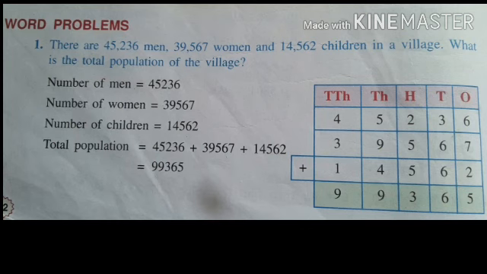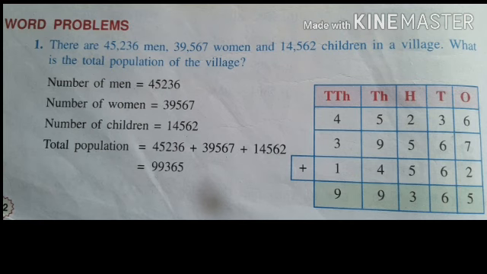Word problem. The first question: there are 45,236 men, 39,567 women, and 14,562 children in a village. What is the total population of the village?